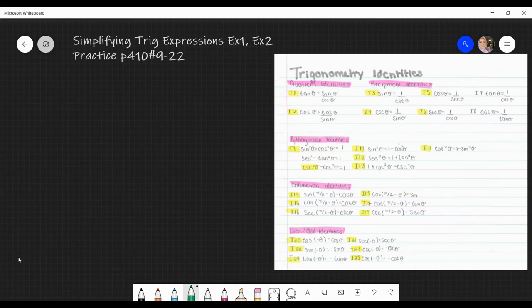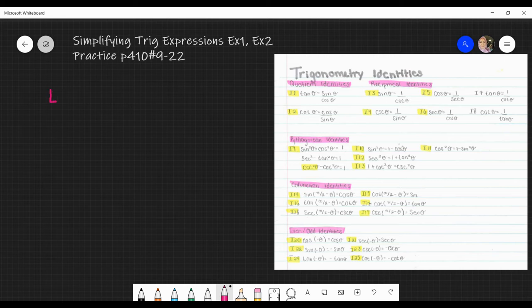Hi, in this video, we're going to talk about simplifying trig expressions, which is the first objective in section 5.1 of chapter 5. In the first two videos, we got familiar with some trig identities that will help us simplify expressions. Those identities, you can see them on the right side of this whiteboard. We will be using them to simplify trig expressions.